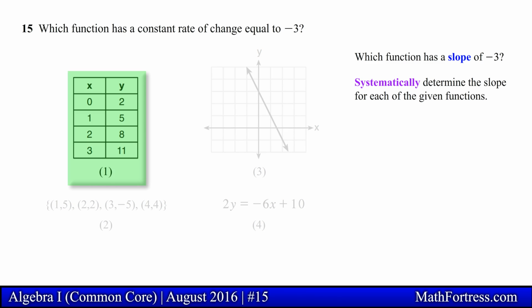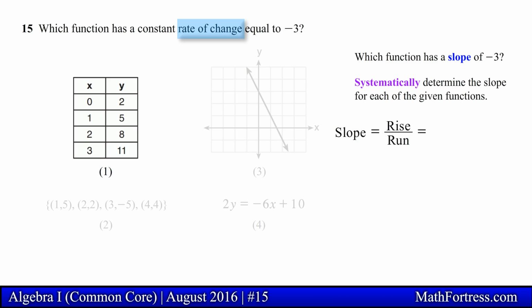Let's start with option 1. Here, we have a function represented in tabular form. Each row represents an ordered pair, or point, of the function. We can determine the rate of change, or slope, of the function by calculating the rise over the run, or the change in y over the change in x.